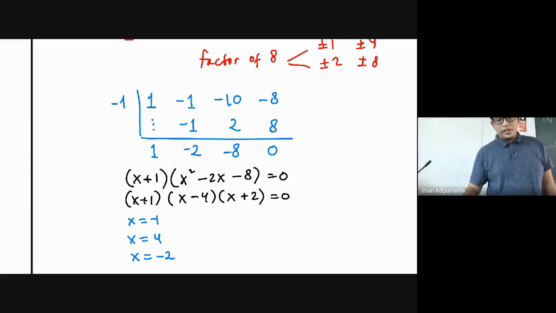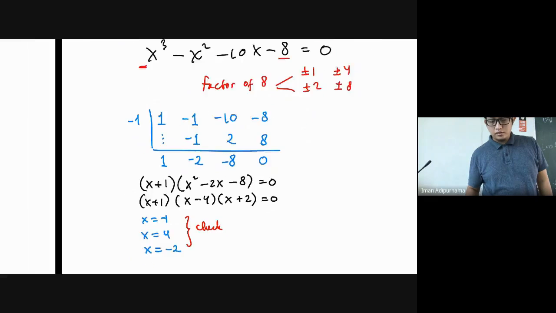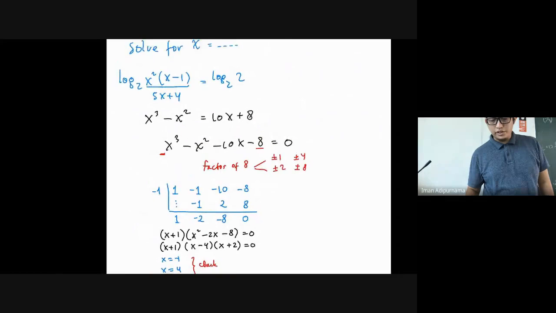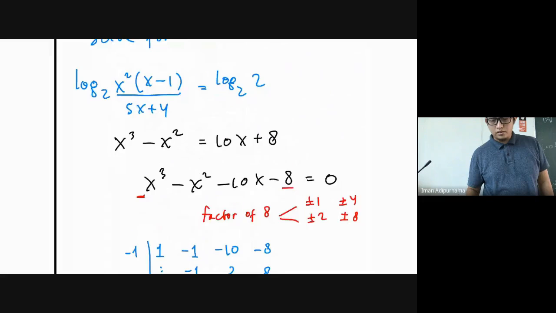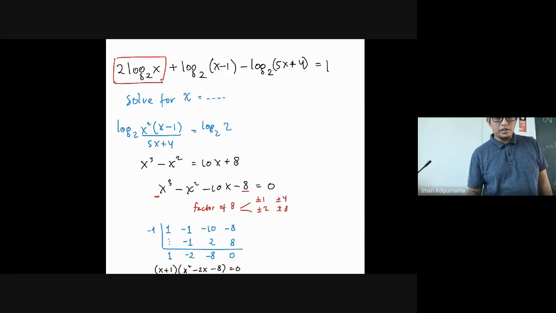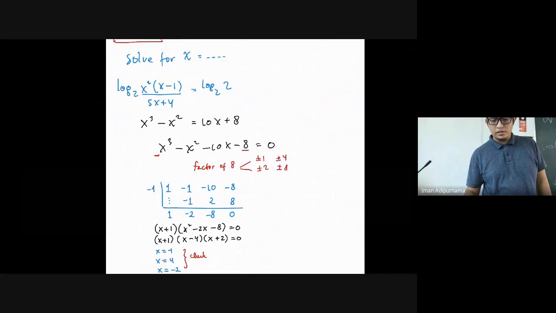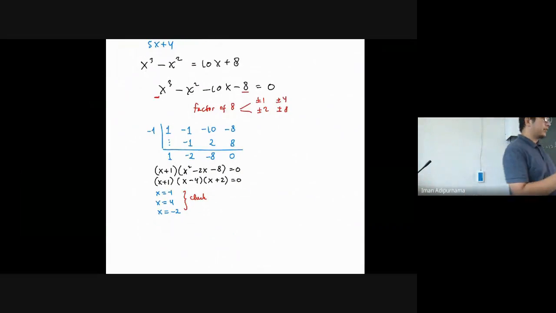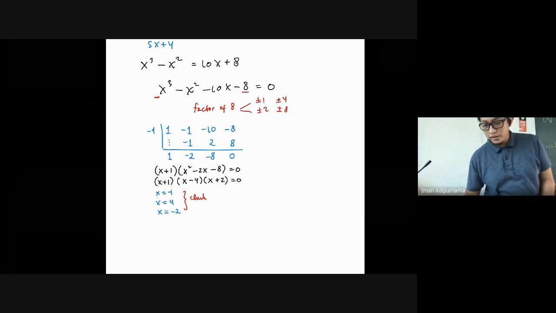Okay? But we need to check. See the original equation, this log. You just check, I think just this part, that's still okay. The log of a negative number is impossible, right? So the only answer is x is 4. Conclusion.